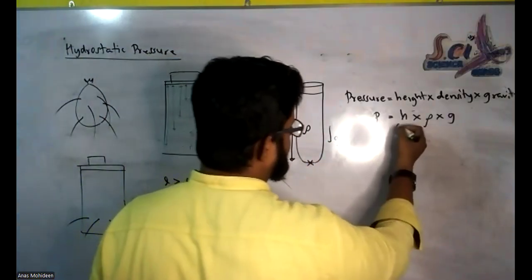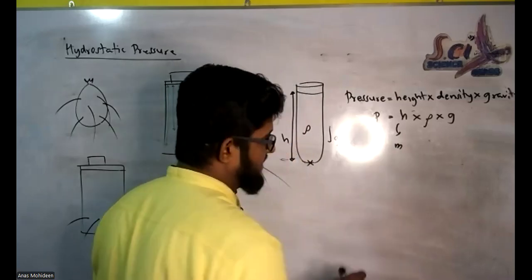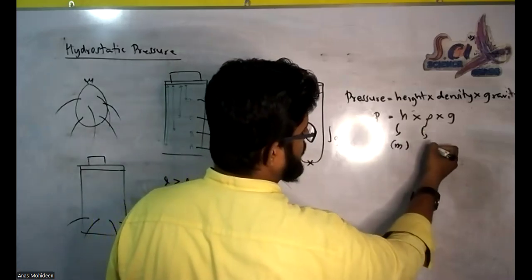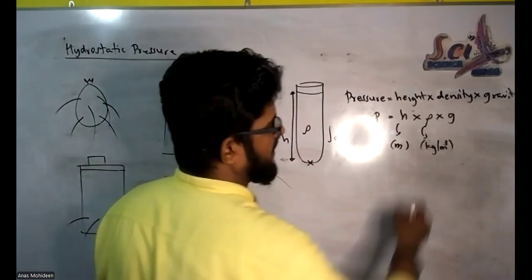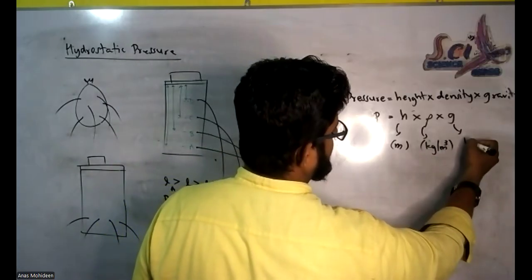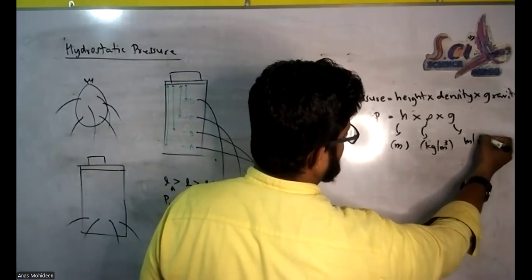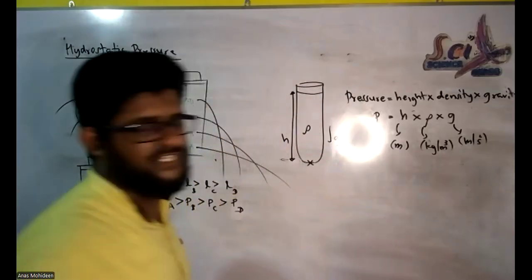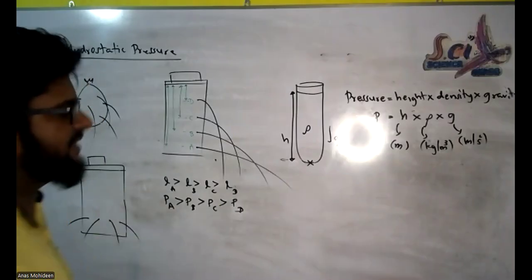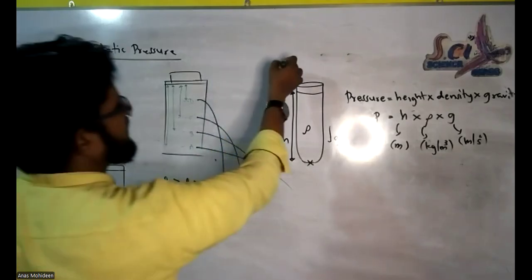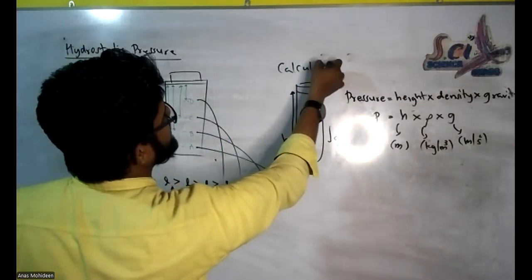The height we have to measure in meters. It cannot be in centimeters. It's meters. Rho should be in kilograms per cubic meter. And gravity is in meters per square second, or you can take it as newtons per kilogram. So this is the formula that we are using to find out hydrostatic pressure.